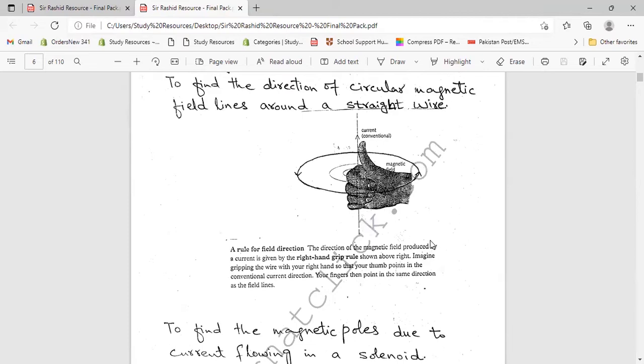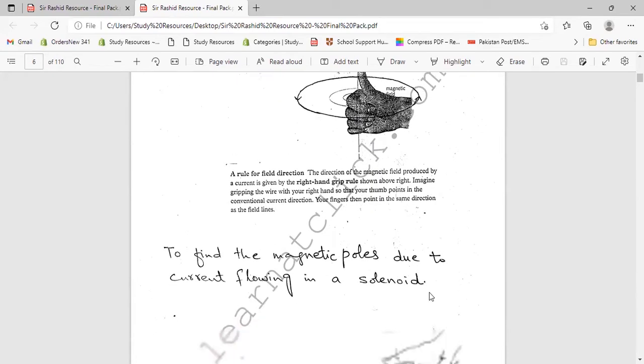The right hand grip rule is applied in two different situations. One situation is a straight wire in which current is going upward or downward. In case of this straight wire, you put your thumb along the current and the curling of your fingers will show the direction of circular magnetic field lines produced around the current. This is the one situation.